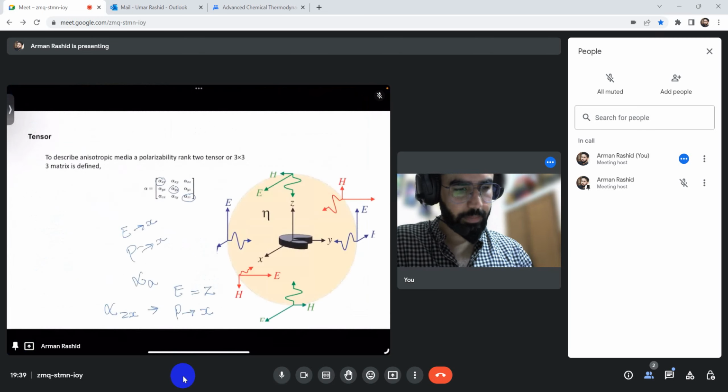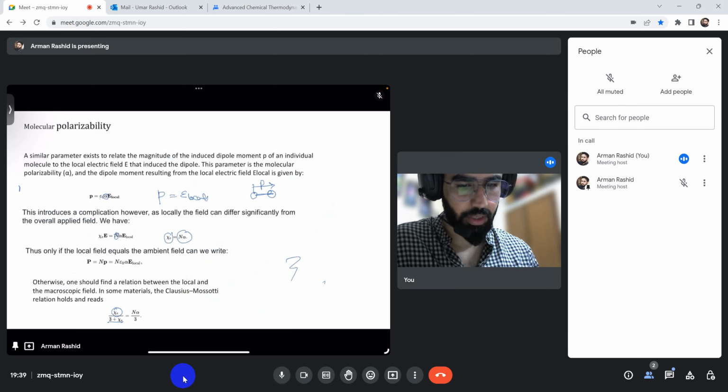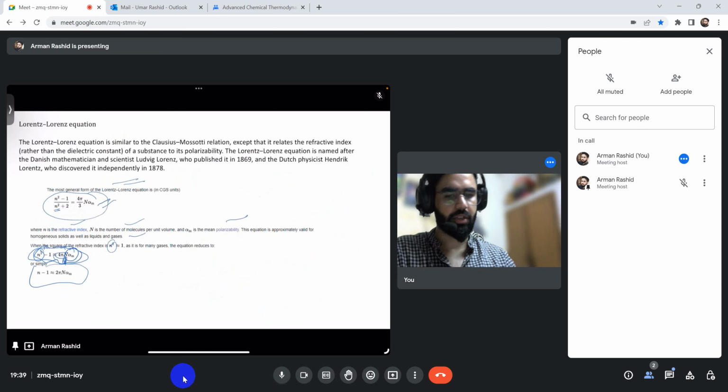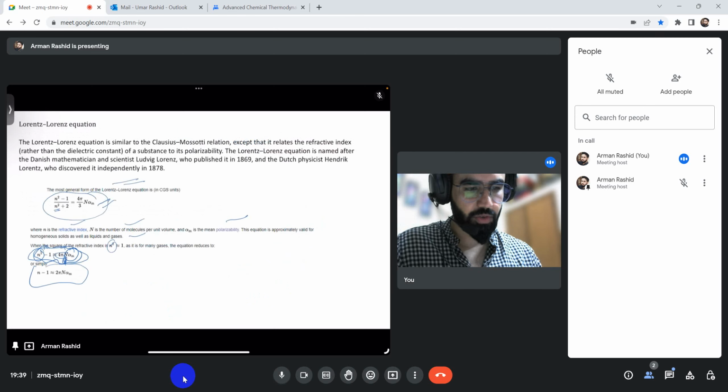I have explained a little of the concept about polarizability and different polarizability relations, like molecular polarizability, the Clausius-Mossotti equation, electrical susceptibility, how polarizability depends upon polarizability tensors, then relative permittivity, electrical susceptibility, and molecular polarizability. Using these equations, the Clausius-Mossotti equation and the Lorentz equation, I have tried to solve some of the problems in the previous year's assignments.